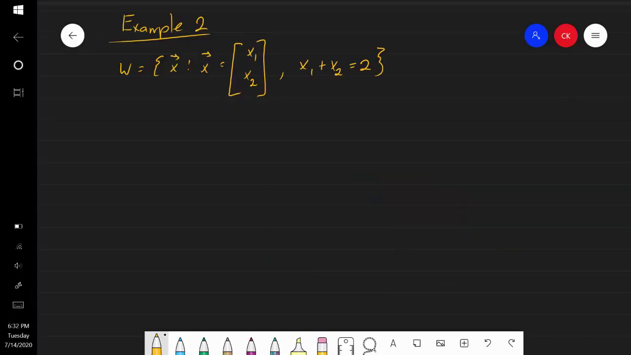For our second example, we're going to look at a subset W that contains some elements in R2, and the requirement here is that x1 plus x2 is equal to 2. So let's go through our verification process. But pretty quickly, I think if we note that x1 equals 0 and x2 equals 0, that this is not in the set.